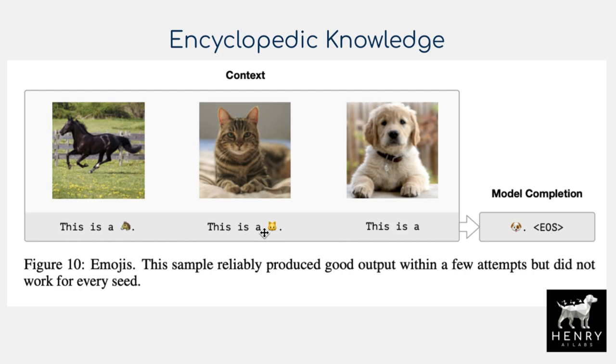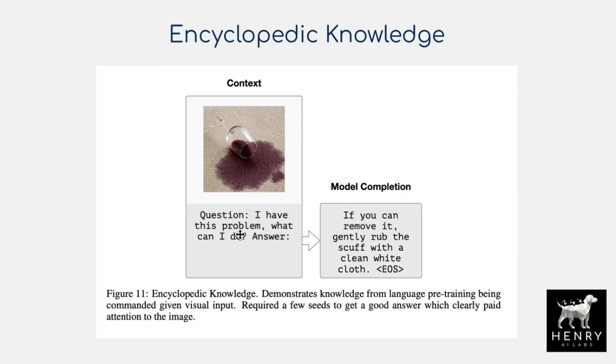And then another example where you have a question, I have this problem, what can I do? Answer, and amazing that it's able to say, if you can remove it, gently rub the scuff with a clean white cloth from the spilled wine glass. So I think this example here is really remarkable, noting that it hasn't been fine-tuned on visual question answering, especially with this. This isn't really how these VQA datasets are usually set up anyways. It usually would be like how many glasses are in the image or what color is the stain, ideas like that. It's not usually, I have this problem, what can I do about it? And then this open-ended generation answer of how you could remove a wine stain from a carpet.